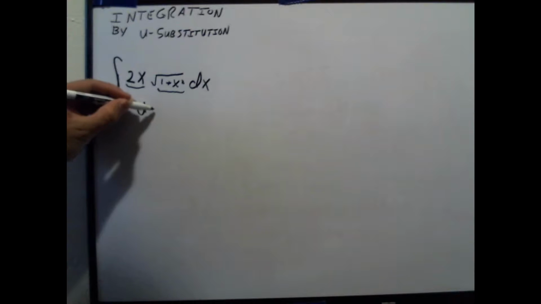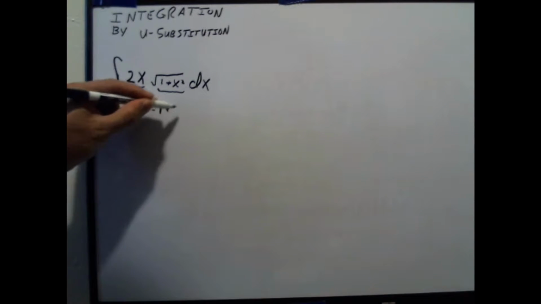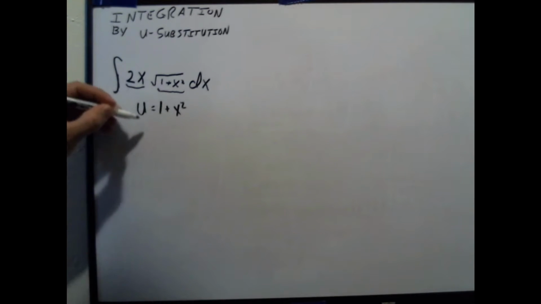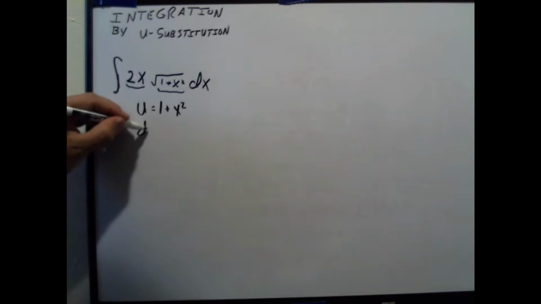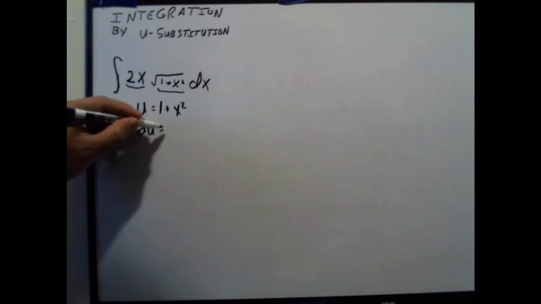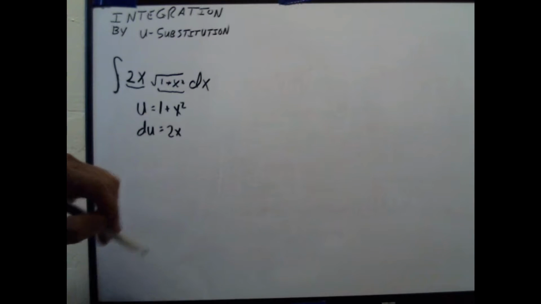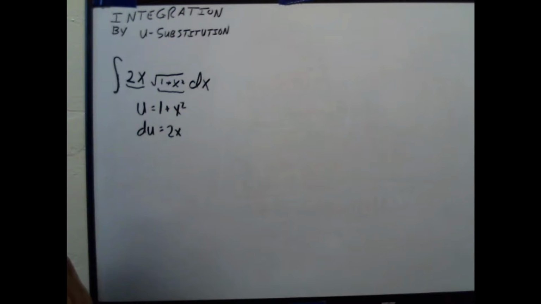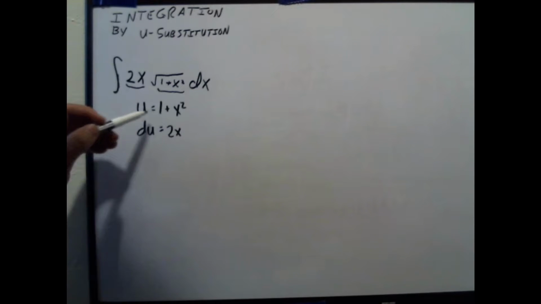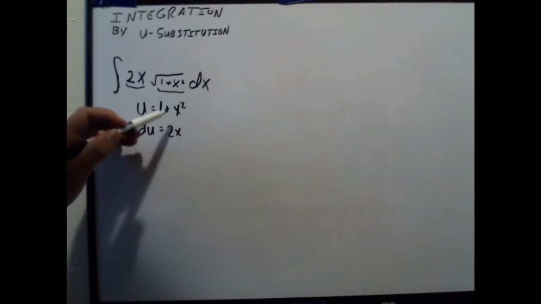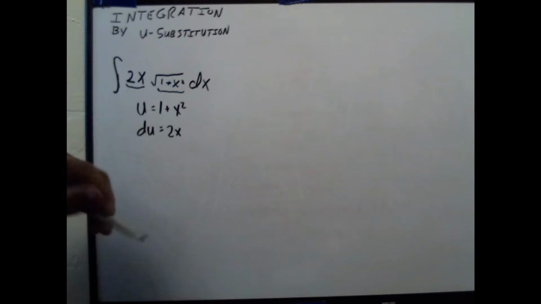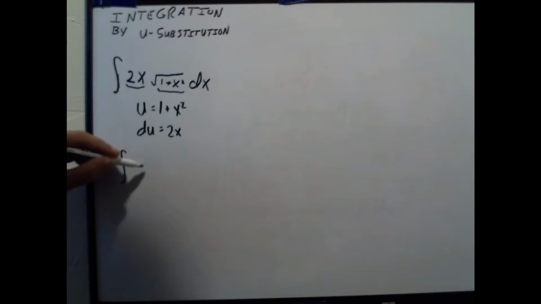I say u equals 1 plus x squared. I take the derivative to du, and that equals 2x. So, if I say u equals 1 plus x squared, I can write u wherever I see a 1 plus x squared. So, I'll say u.